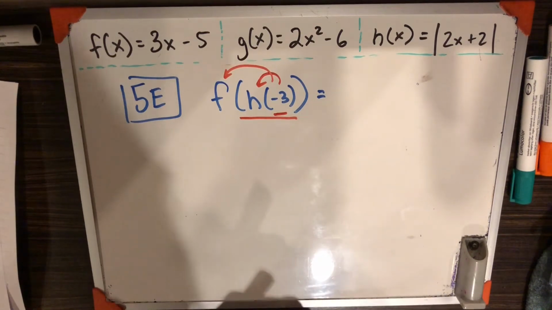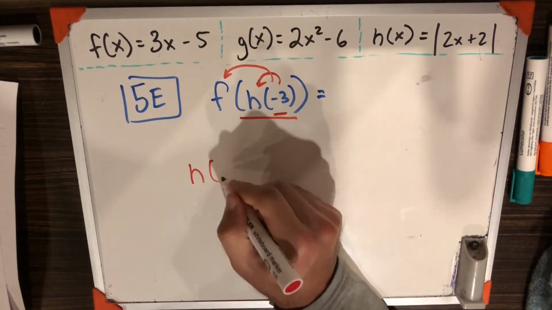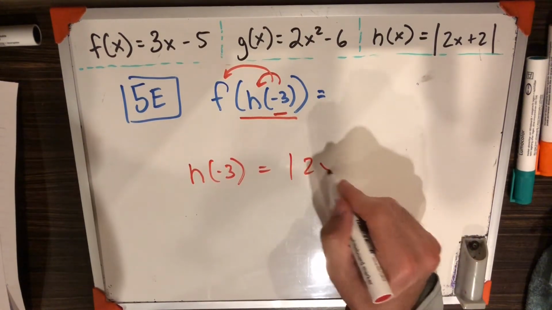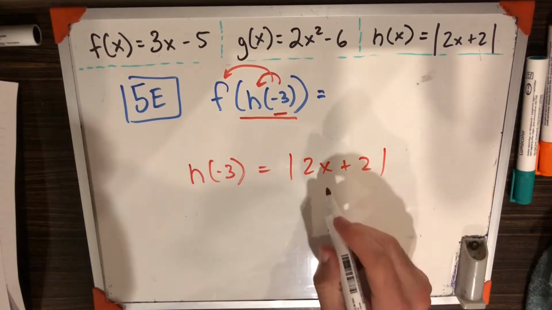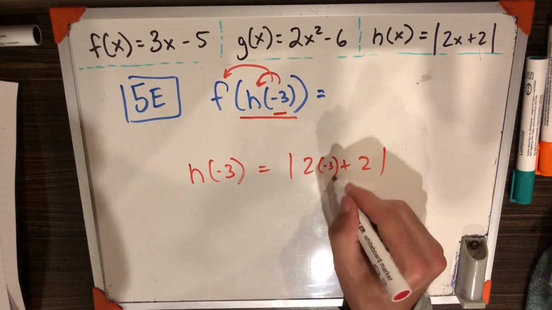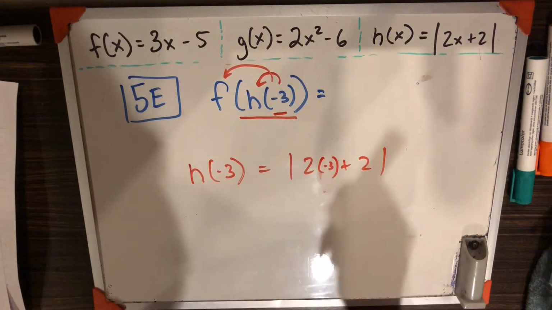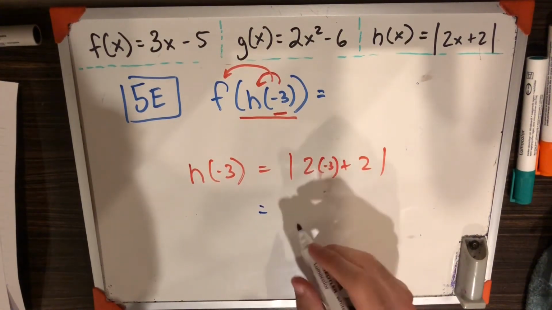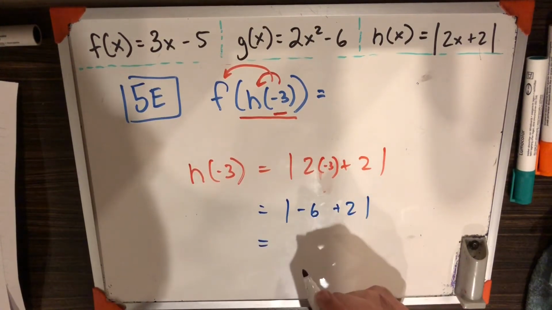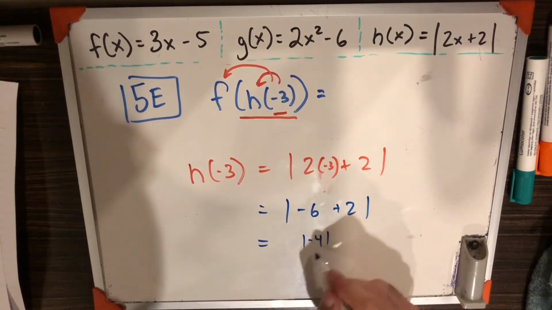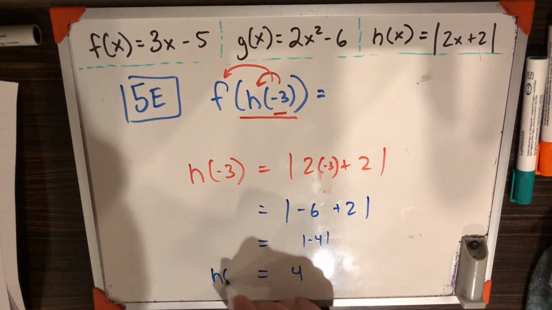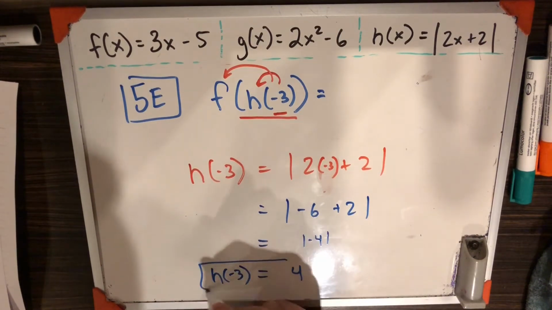So first we have to find what h of negative 3 is. So h of negative 3, I know what h is, that's the absolute value of 2x plus 2. I'm going to plug in negative 3 in for x. Okay, let's find out what this ends up being. 2 times negative 3 is negative 6. Negative 6 plus 2 is negative 4. And the absolute value of negative 4 ends up being 4. Okay, so I know h of negative 3 is 4.